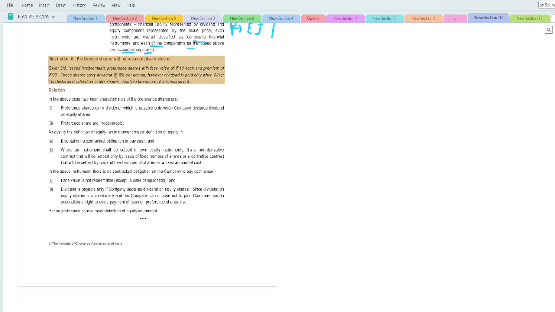So with a face value of 10 and a premium of 90, these shares carry a dividend of 8%. However, the dividend is paid only when Silver Limited declares the dividend on the equity shares. Analyze the nature of the component.